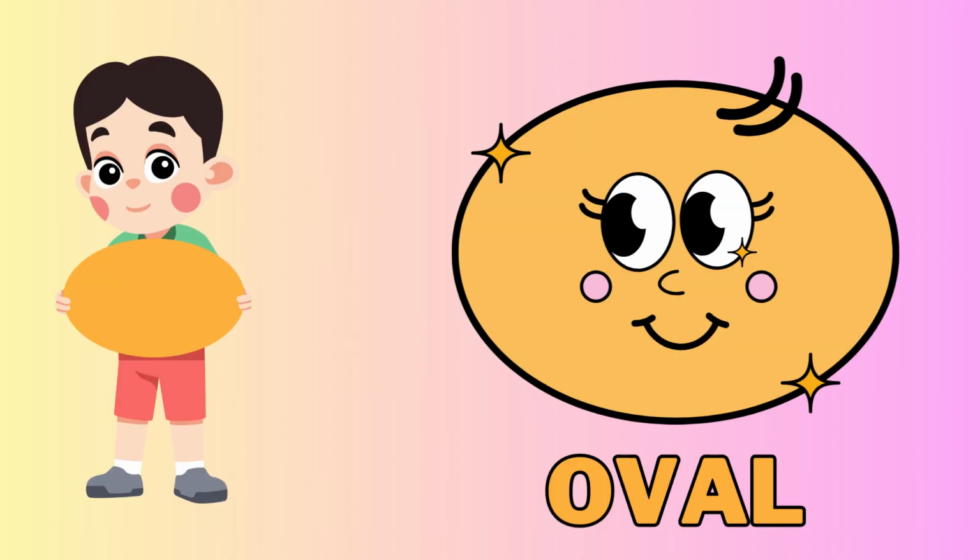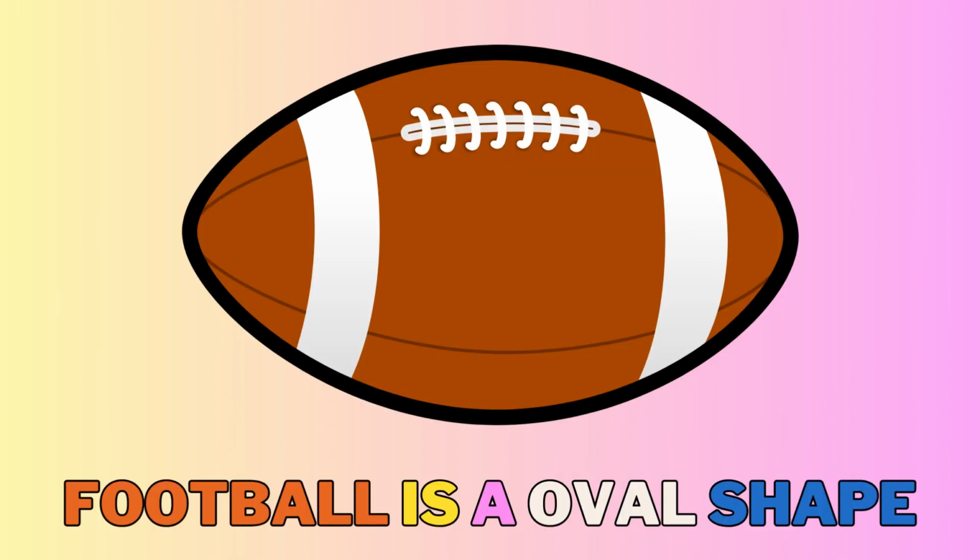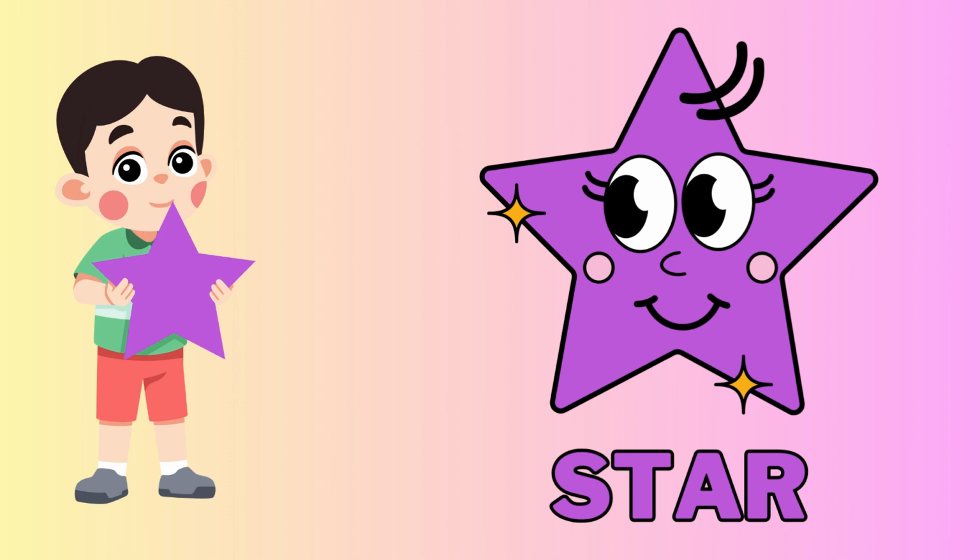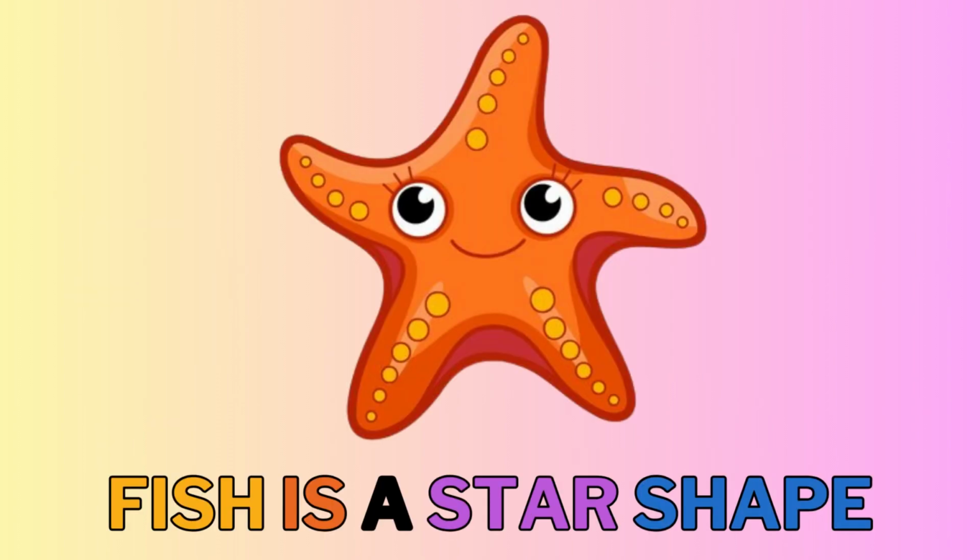Oval. O-V-A-L, oval. Football is an oval shape. Star. S-T-A-R, star. Fish is a star shape.